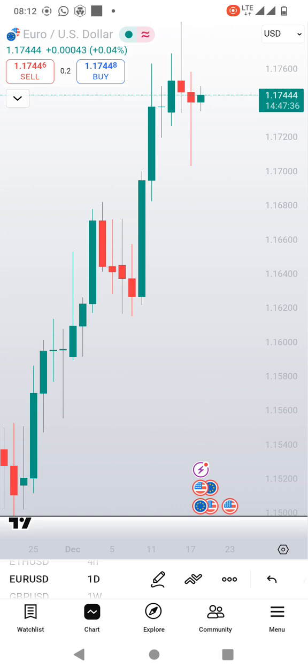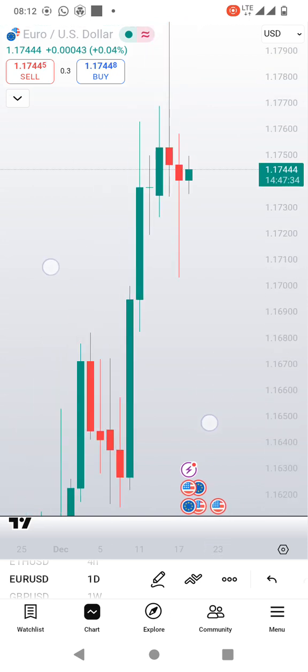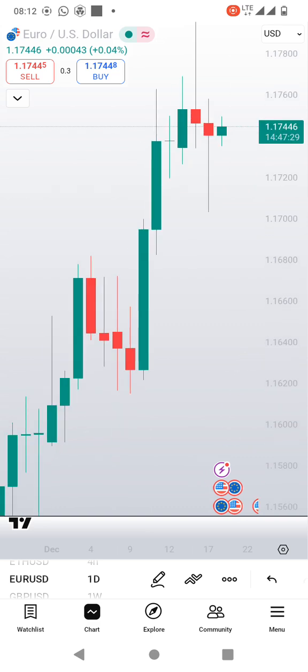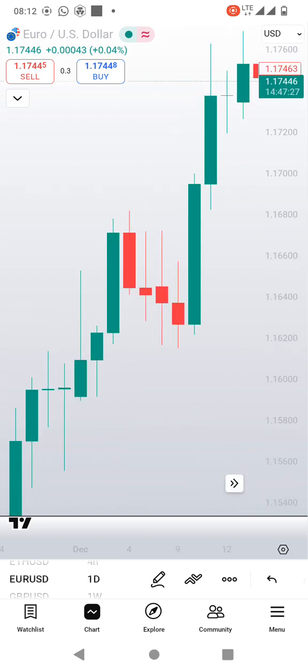And how do you locate your fair value gap? Fair value gap is so easy to locate on the chart. Look at this particular price action here. The first fair value gap I would like to show you is this particular one. When we talk about fair value gap, you look at three consecutive candlesticks. It is either a bull candlestick or a bear candlestick, whichever one.